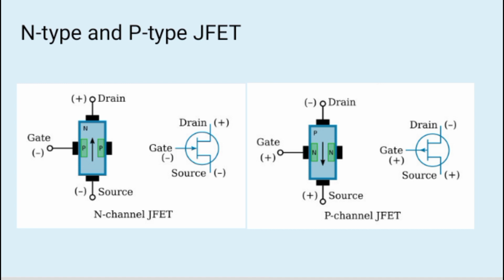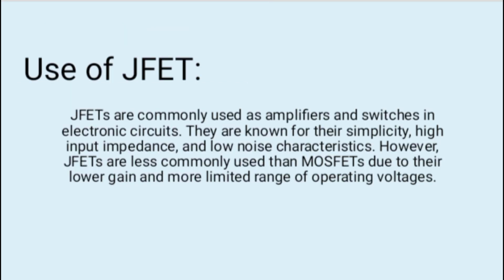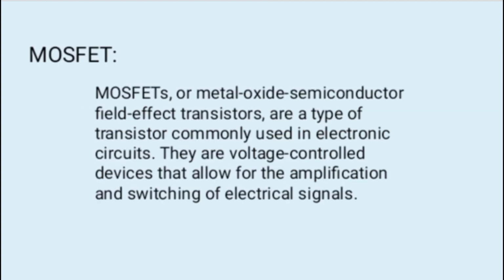N-type JFETs and P-type JFETs have similar characteristics, but they are used in different applications depending on the requirements of the circuit. JFETs are commonly used as amplifiers and switches in electronic circuits. They are known for their simplicity, high input impedance, and low noise characteristics. However, JFETs are less commonly used than MOSFETs due to their lower gain and more limited range of operating voltages.